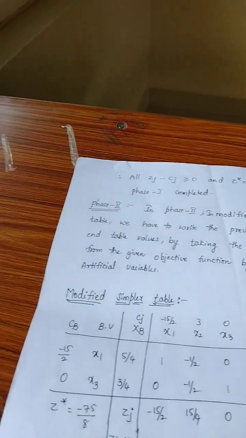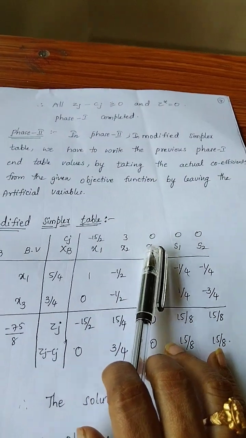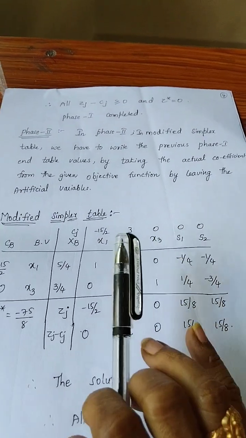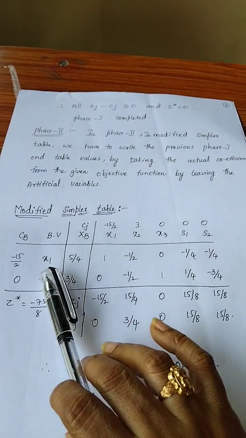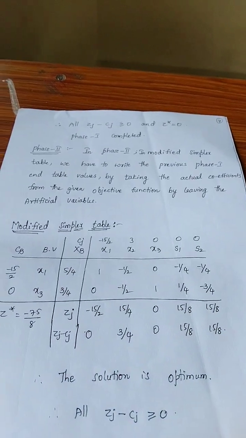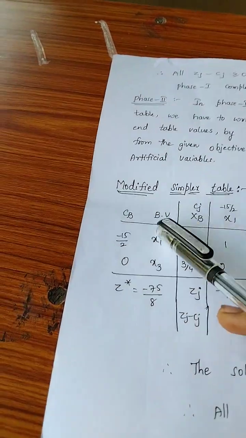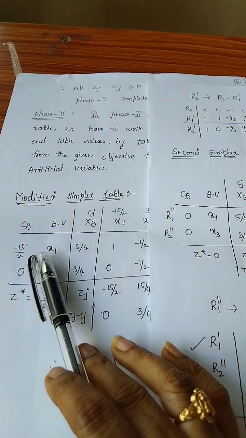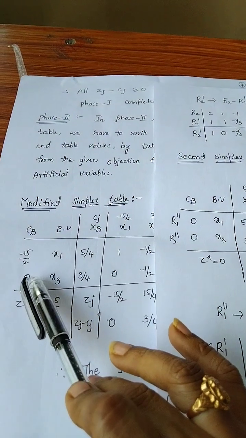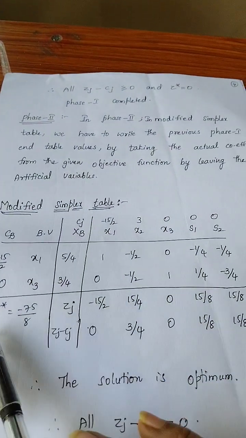I have written here. So this is your value. In the question they didn't give the value of x3, that's why I have put it as 0. S1 and S2 are zeros usually. So minus 15 by 2 and 0. x1, x3. See here in the previous simplex table you have x1 and x3. That's why I have written x1 and x3 here. Minus 15 by 2 is the coefficient for x1. That's why I have written it here. And the x3 coefficient is 0. That's why I have written the x3 coefficient as 0.